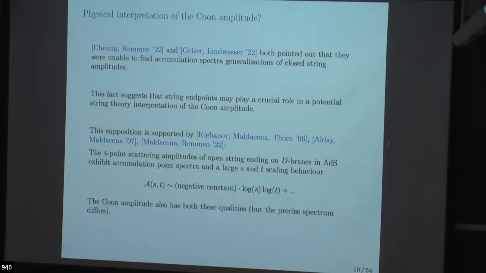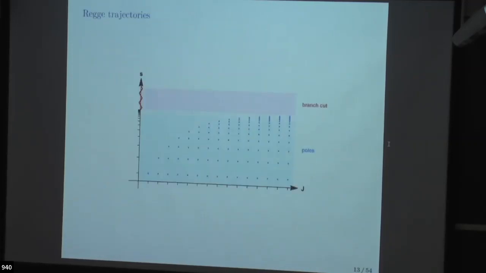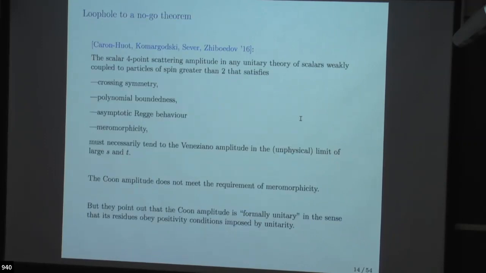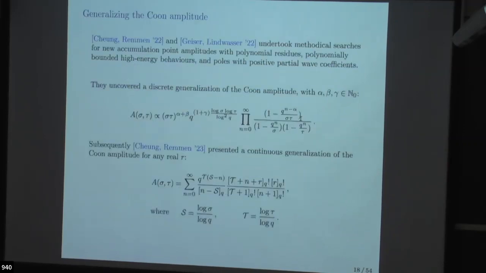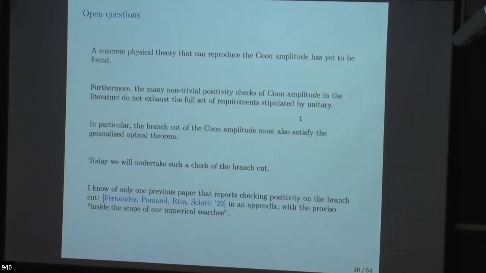And actually, there's one more difference. If we look here, right? For the Coon amplitude, this difference between the accumulation point and the regular trajectories decreases exponentially. But in this string in AdS setup with D-branes, it decreases as 1 over J squared. So there are some differences. And so for this reason, there still has not been found a concrete physical theory that can give you the Coon amplitude.